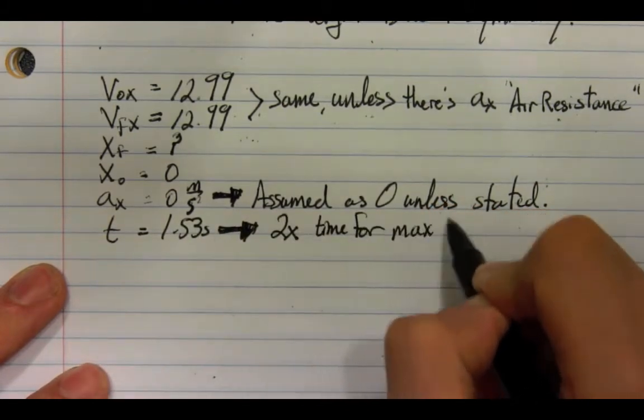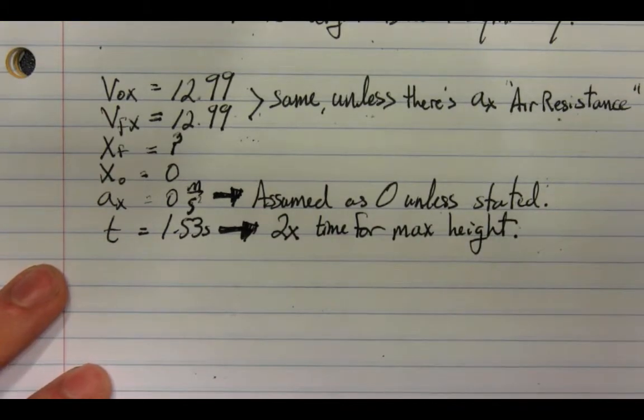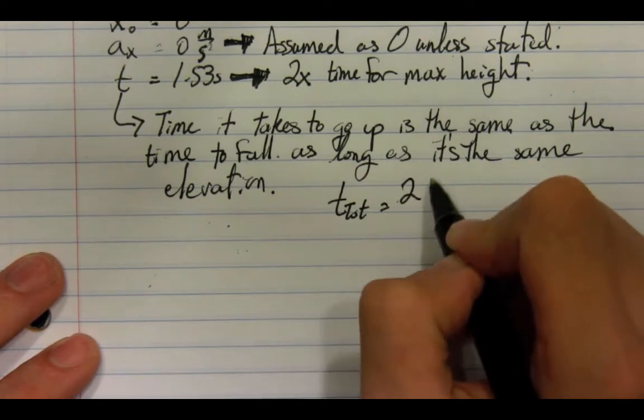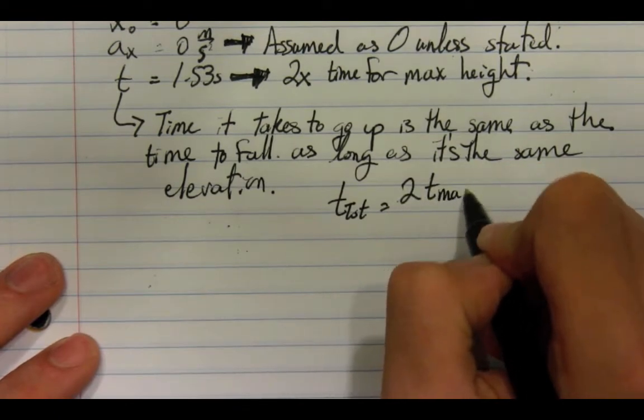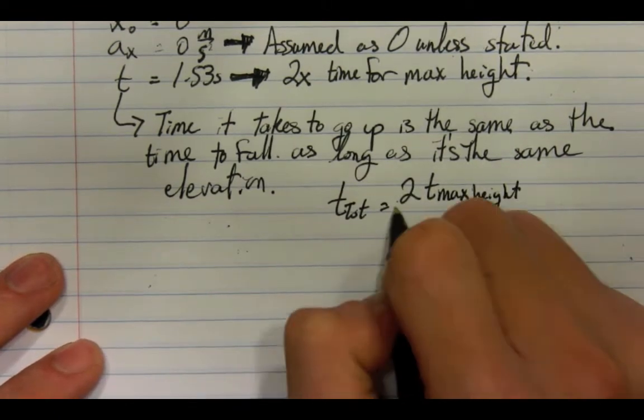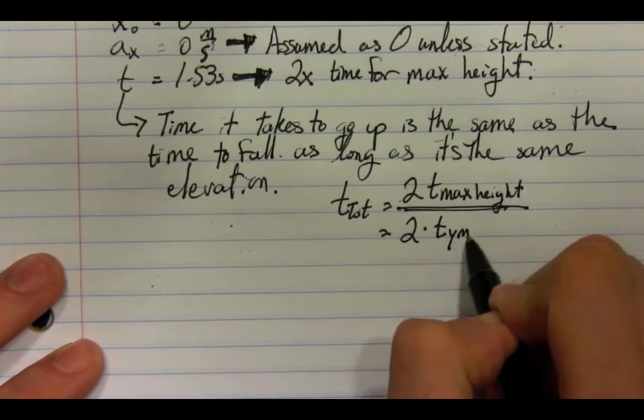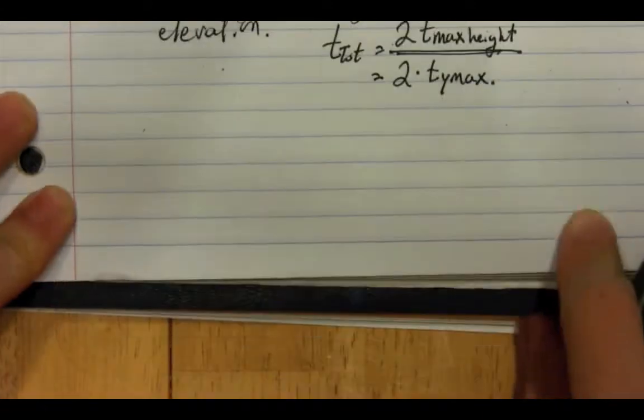The time, 1.53 seconds, was found by multiplying the time it takes to get to the max height, which is the halfway point, by 2. Here's a little equation to describe the process. 2 times the max height in the y direction.